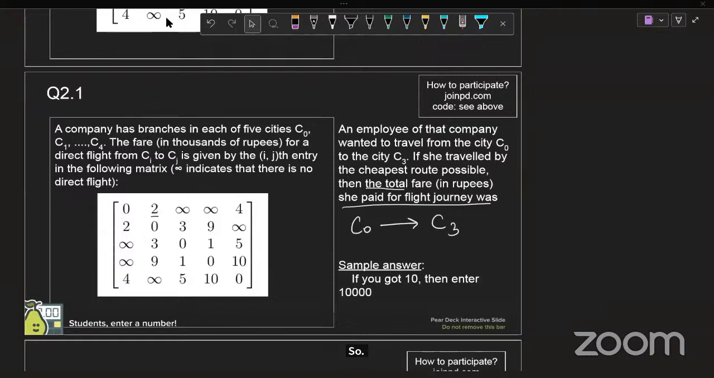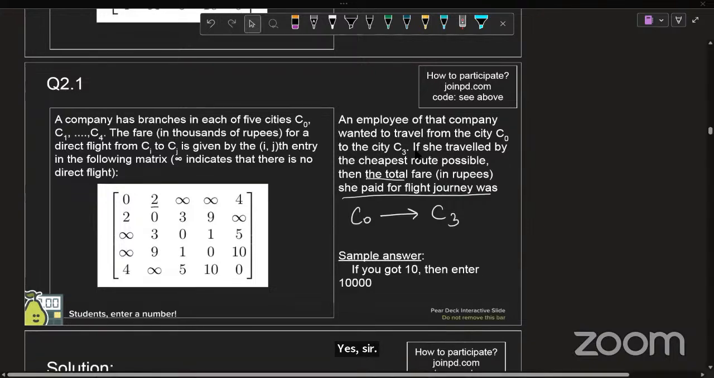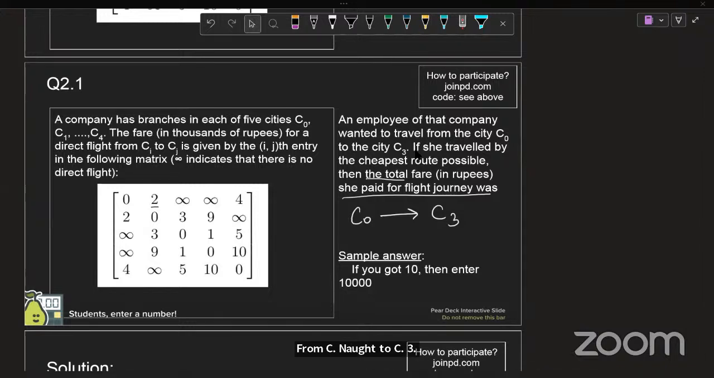So everybody understood this question? Yes, sir. Okay, so you just have to use Dijkstra here also. From C0 to C3, that employee wants to move, from that C0 city to C3 city. So your source can be C0 and you have to go to C3.